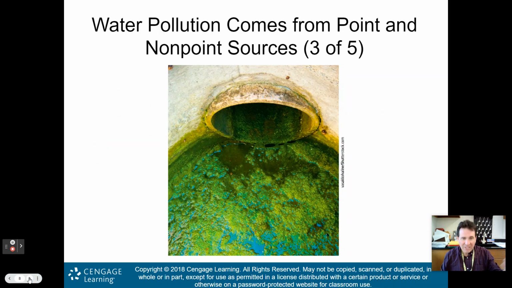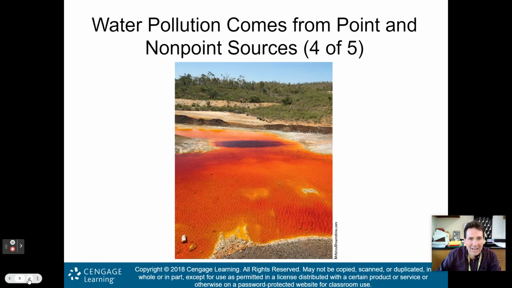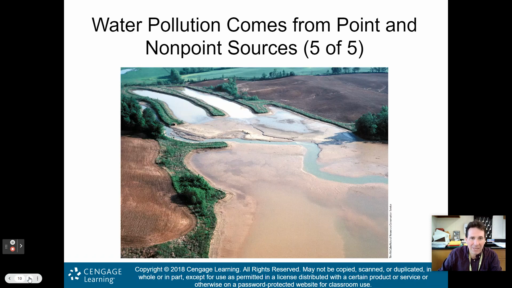So this is a point source, right? This is pollution from an industrial plant. We know the source, we know the point. It's this pipe. There comes the pollution right out of it. This would be another point source. This is acid drainage from an abandoned open pit mine. Again, we know exactly where the point of this pollution is coming from. It's coming from this open pit mine.